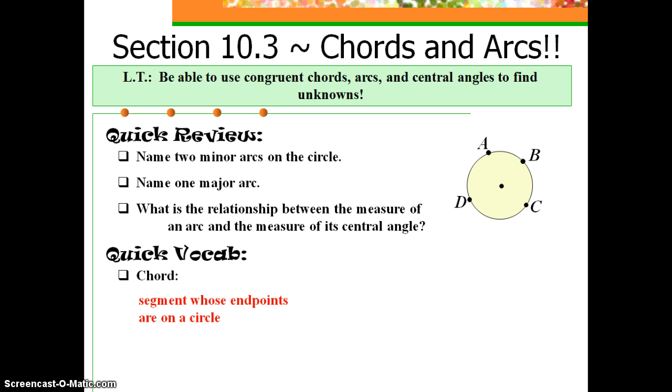A chord is a segment whose endpoints are on a circle. So if you have a circle, a chord could look like this. A chord can go through the center of the circle, or it can just go through the side of the circle like this, as long as the endpoints are on the circle.